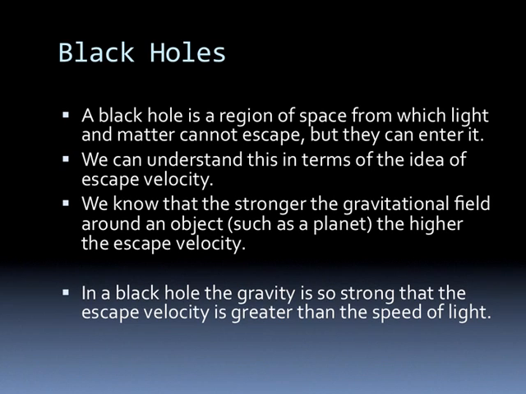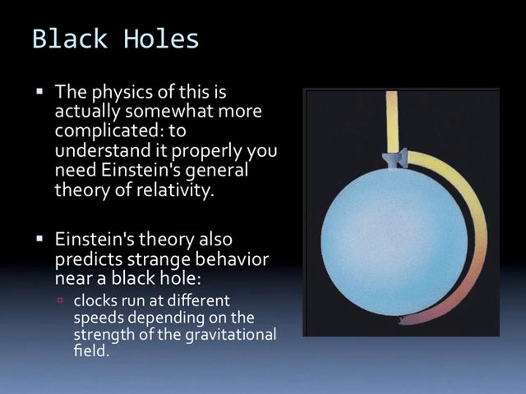We can understand this in terms of the idea of escape velocity. We know the stronger the gravitational field around an object, such as a planet, the higher the escape velocity. In a black hole, the gravity is so strong that the escape velocity is greater than the speed of light. The physics of this is actually somewhat more complicated. To understand it properly, you would need to understand Einstein's general theory of relativity.